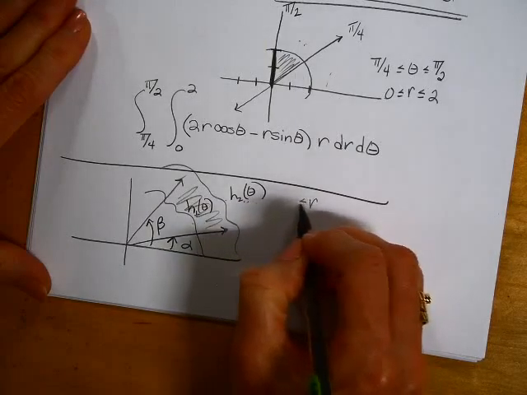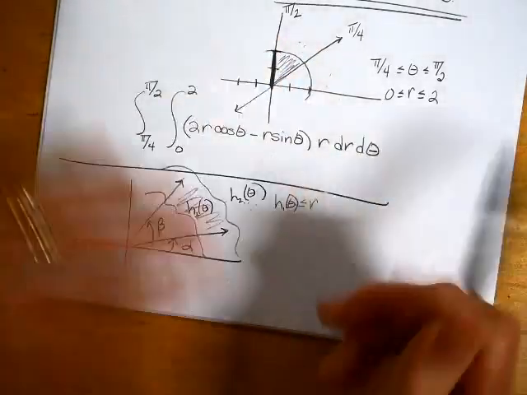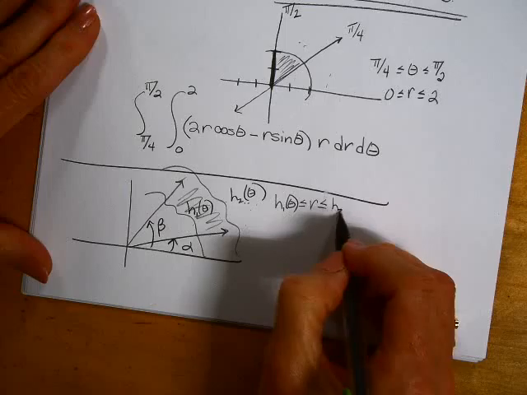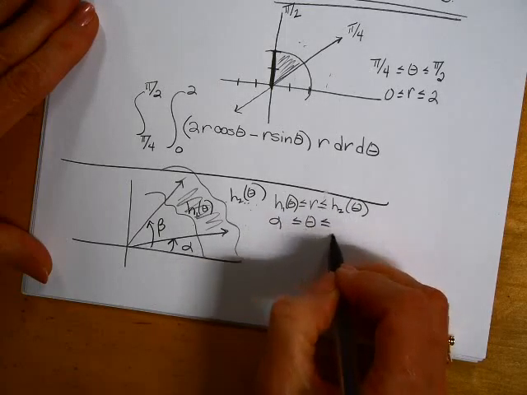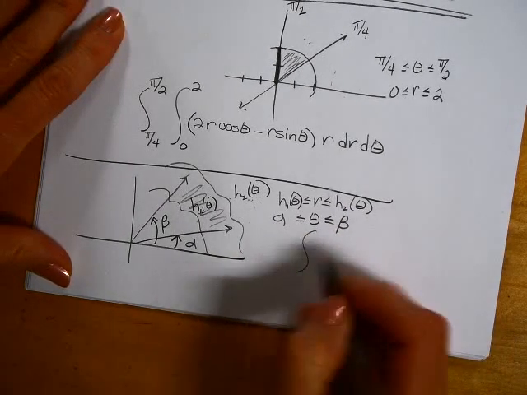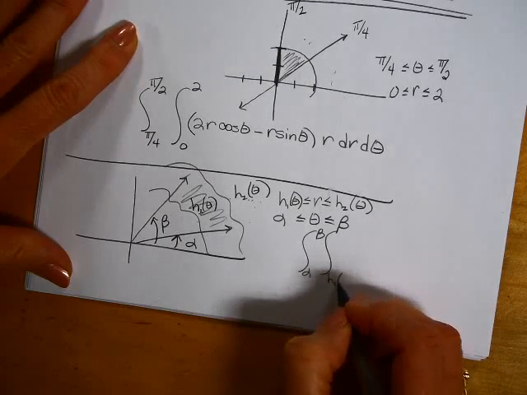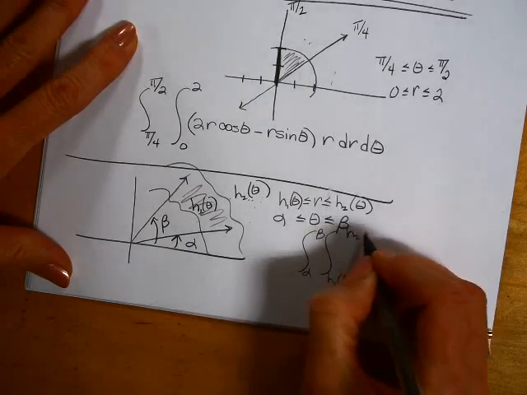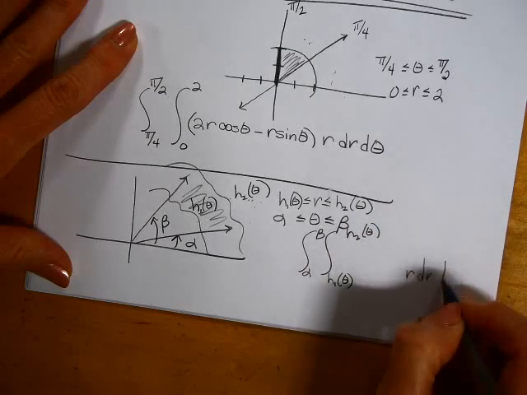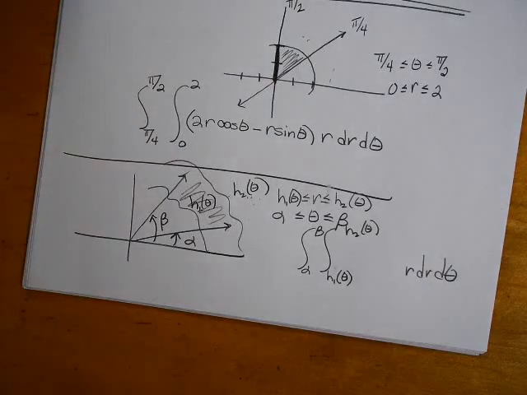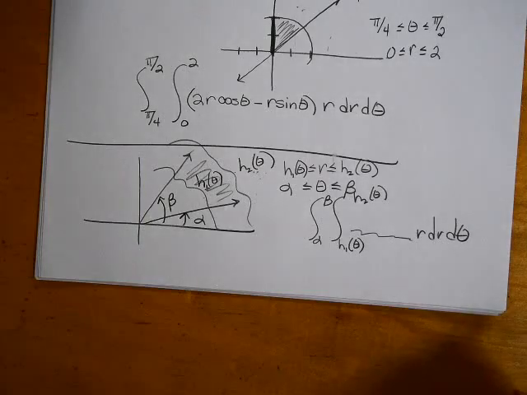So your r's are going from h sub 1 of theta to h sub 2 of theta. Your thetas are still going from alpha to beta. And when you integrate, alpha and beta have to go on the outside. The functions of theta have to go on the inside. And then you do your r, dr, d theta. And your function is there in terms of r and theta.